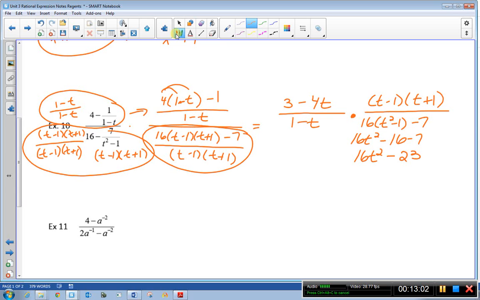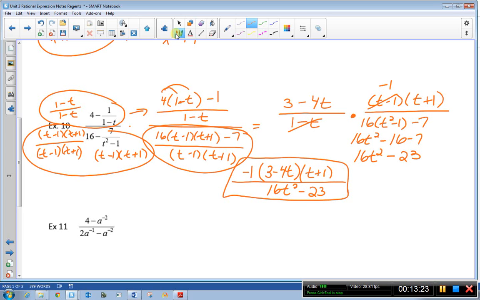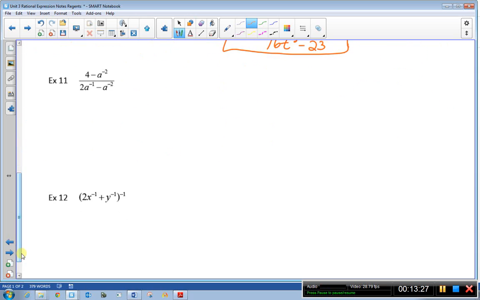And then from there, unfortunately, that's all that can cancel there, but these can cancel to negative 1. So I get 3 minus 4t, and I'll put a negative 1 in front of that, and then t plus 1 all over 16t squared minus 23. And sometimes they don't simplify all that much. Okay, I'm not going to worry about the negative exponents for the last two.